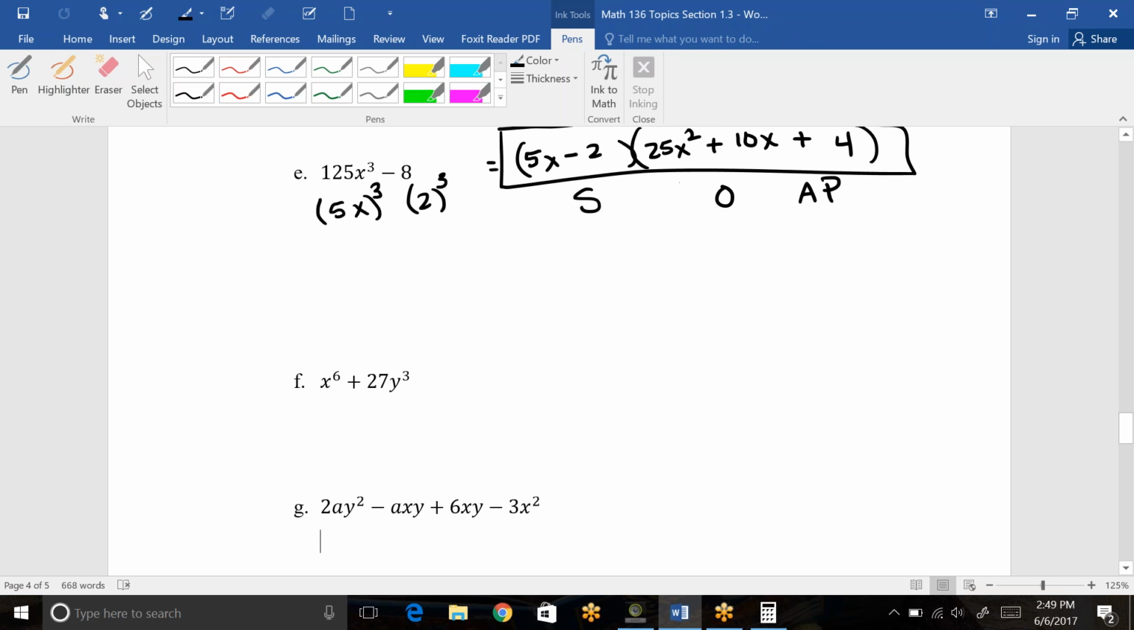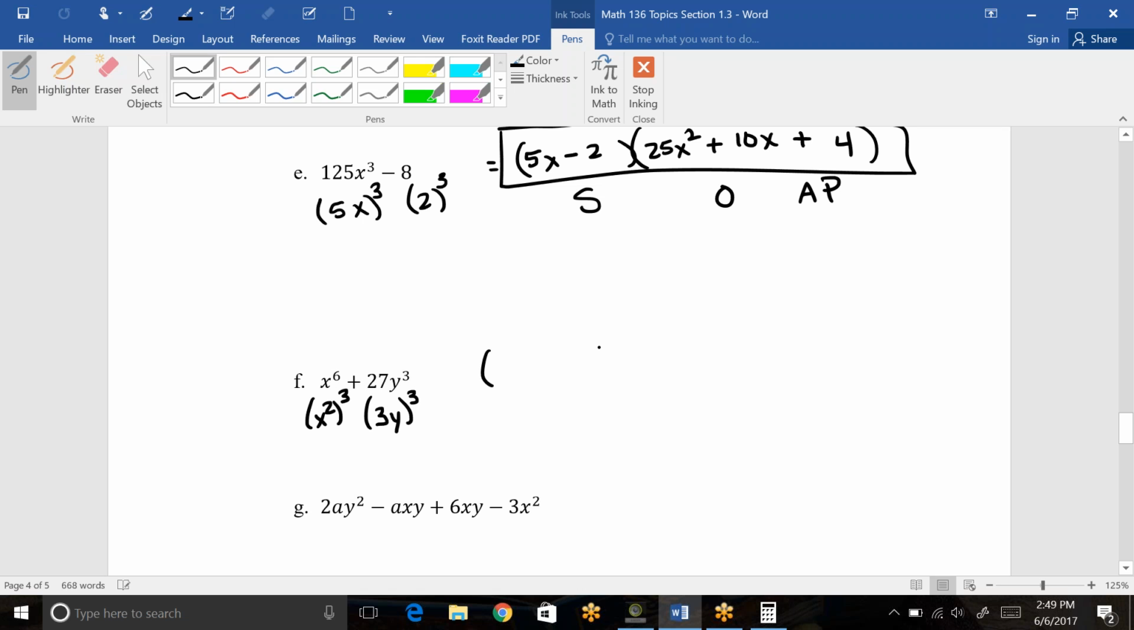F is also perfect cubes. It looks like 27 is a perfect cube. Y cubed would be just Y. So that'd be 3 and Y cubed. Be careful with this one. Think about what would that be if it was cubed. Well, you would use the multiplication rule. 6 is 2 times 3. So x squared is the root of x to the 6 when you're doing cubes.